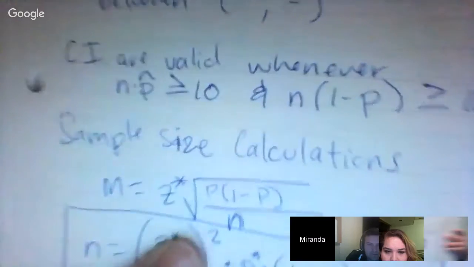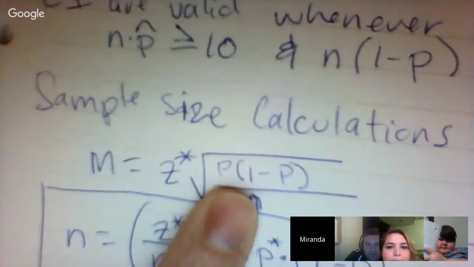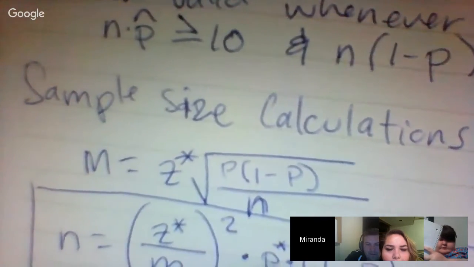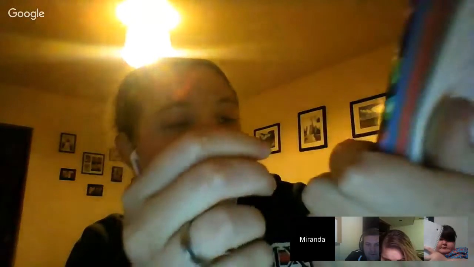Because I have here, let's see. This is my notes for it. So it's the z times the square root of P times 1 minus P divided by n. But isn't it supposed to be P hat? Yeah. I don't have P hat on here. I can check it and see.